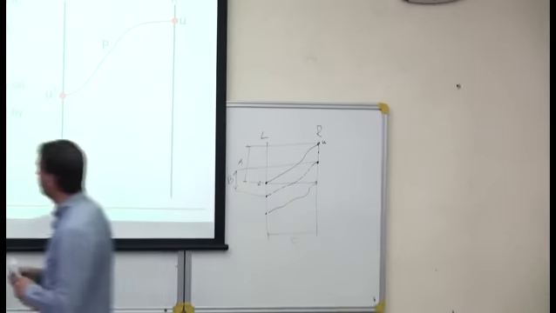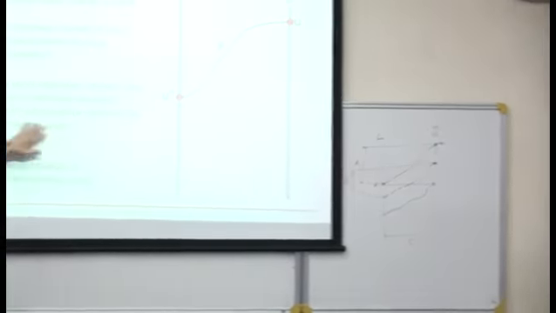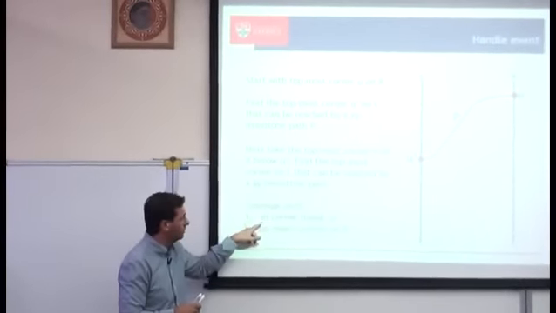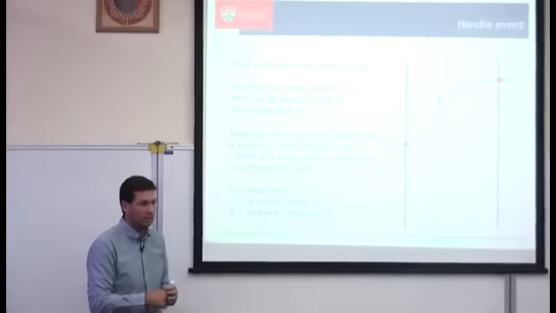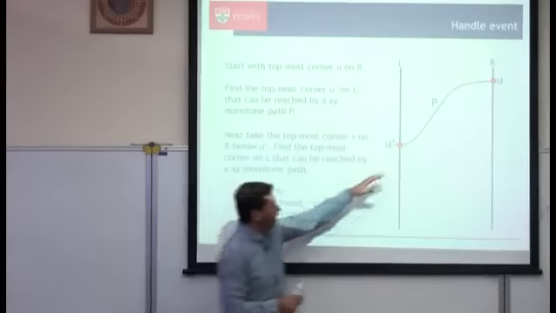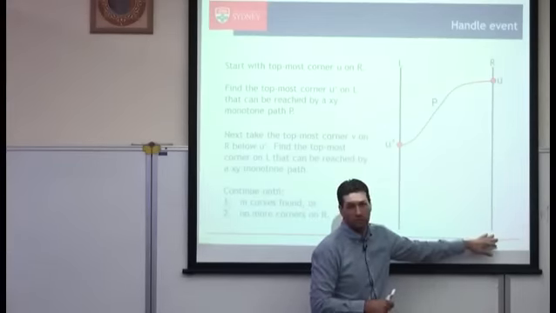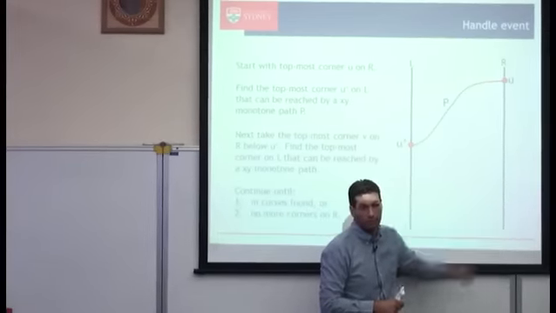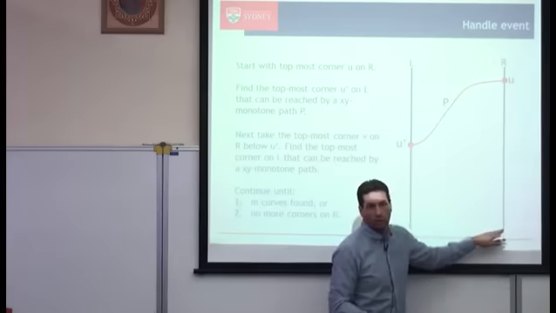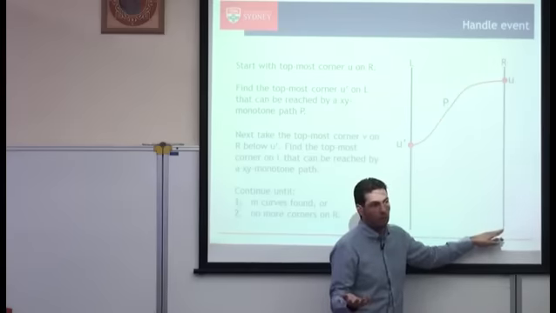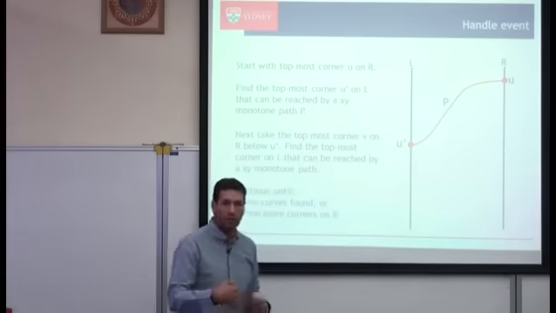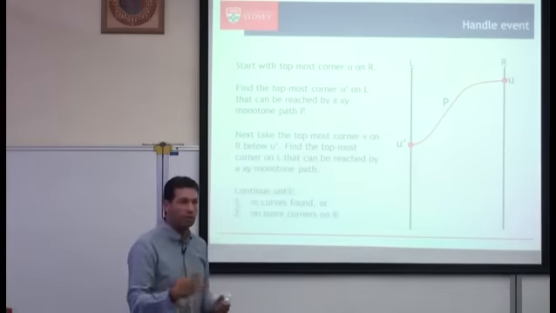Okay. So I find the topmost corner on L that can be reached by an XY monotone path, and I just continue until I either find M curves, because then I know I can say yes, or no more corners on R. So until I'm all the way down here. Okay? So if I come down all the way here, what do I know then? Well, then I know that there are not M curves. So then my answer is no. So either I find M curves and then my answer is yes, or I don't find M curves and my answer is no.